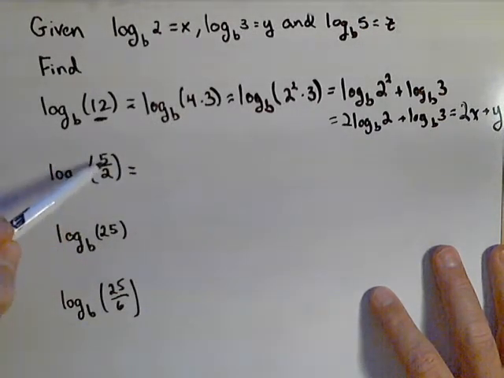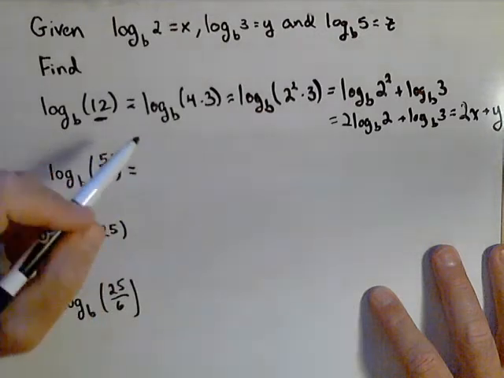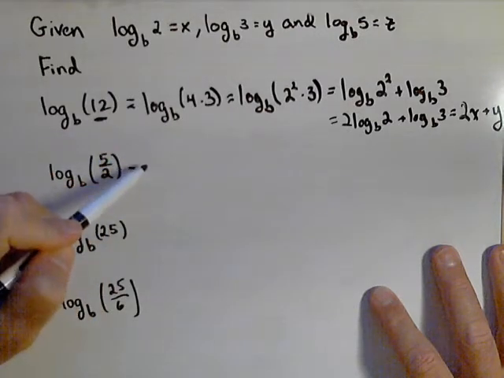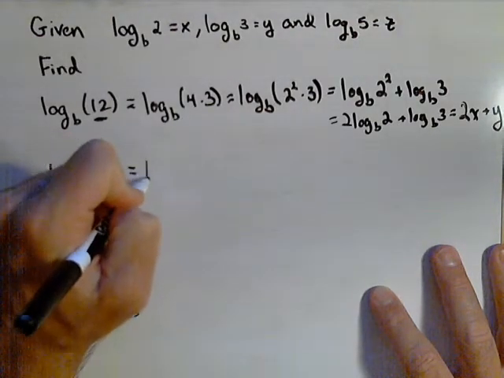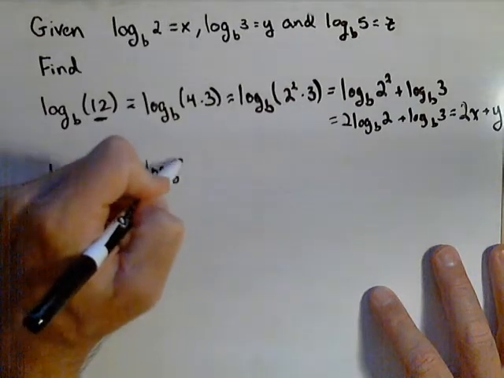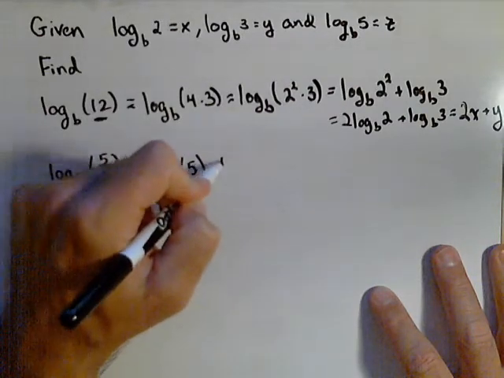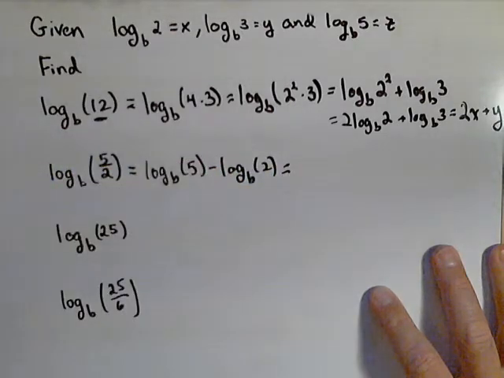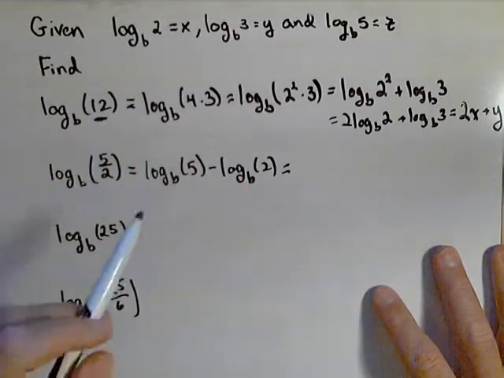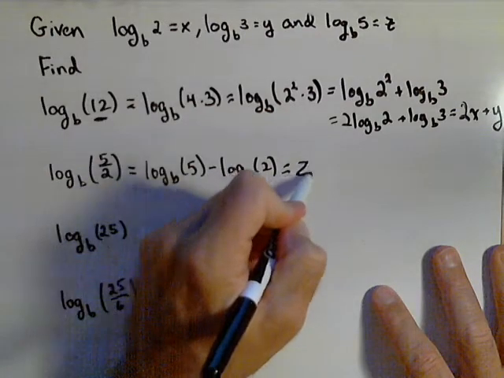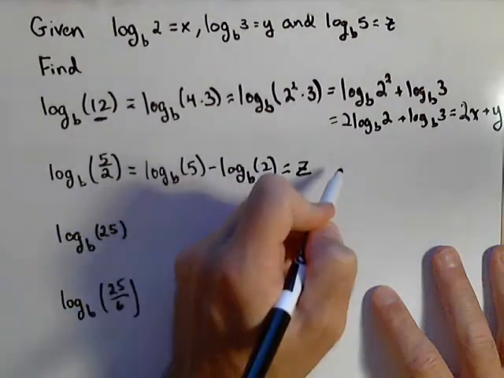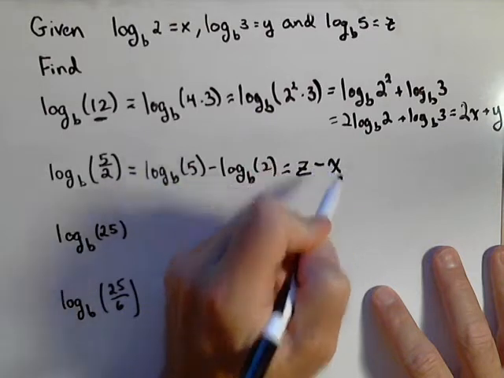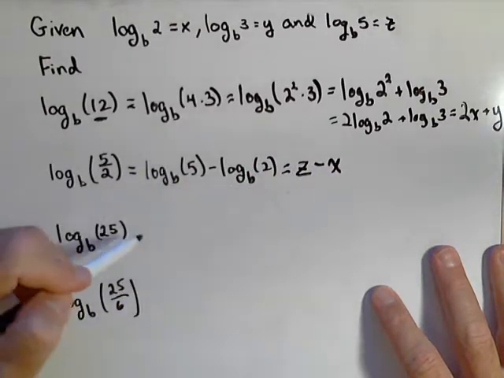The second one, notice we have division. Now we already have it in terms of 5 and 2, which is good. And properties of log says if we have a quotient inside our log, we can rewrite that as log base b of 5 minus log base b of 2. Log base b of 5 we know is z. Log base b of 2 we know is x, so it simplifies down to z minus x.